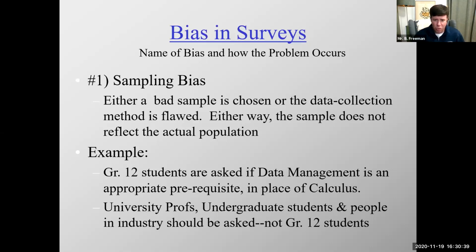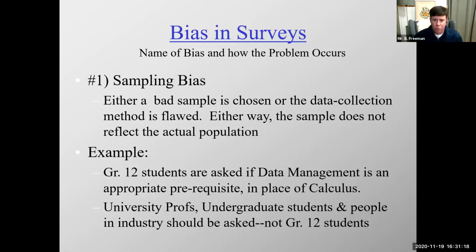But sometimes we just choose a wrong group, or there's just something that's completely wrong with how the data is collected. For example, grade 12 students are asked if data management is an appropriate prerequisite in place of calculus. When I went through high school, almost anyone going into science or math had to have functions and calculus. Now there's a lot of programs where universities are saying, actually, data management is strongly recommended here. But if you were to ask grade 12 students, that's a sampling bias. It's the wrong group to ask. You're going to get the biased opinion of those that are either in data management or aren't.